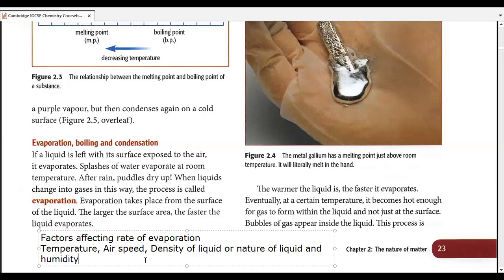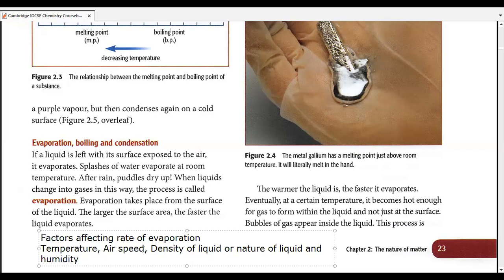So humidity means the moisture in the air. If there is too much moisture, it would be difficult to dry up things, and then there is less moisture. So temperature, air speed, density of liquid or nature of liquid, and humidity are the factors that affect the rate of evaporation. Are we all clear about that?